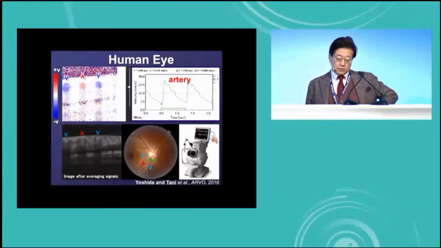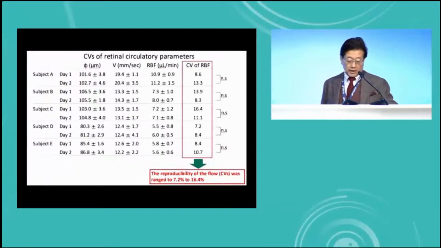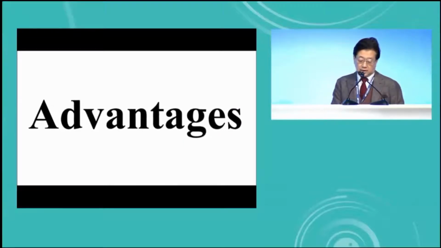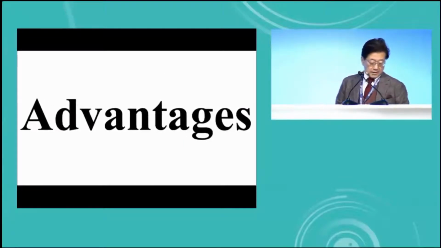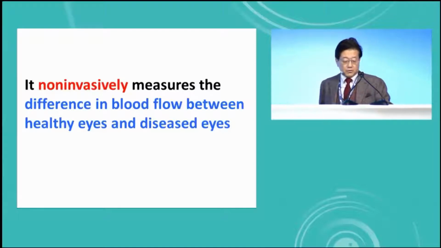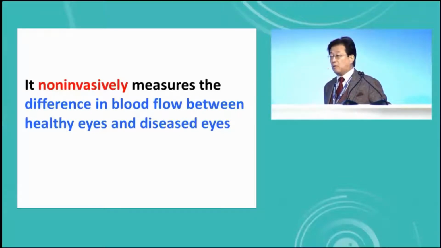Now, using the human eye is a little bit different because we have eye movement. This is the CV of red blood cell retinal blood flow. Look at this, it is very, very good reproducibility. So, the advantage is that it non-invasively measures the difference in blood flow between healthy eyes and diseased eyes because it's an absolute measurement, not a relative one like laser speckle.